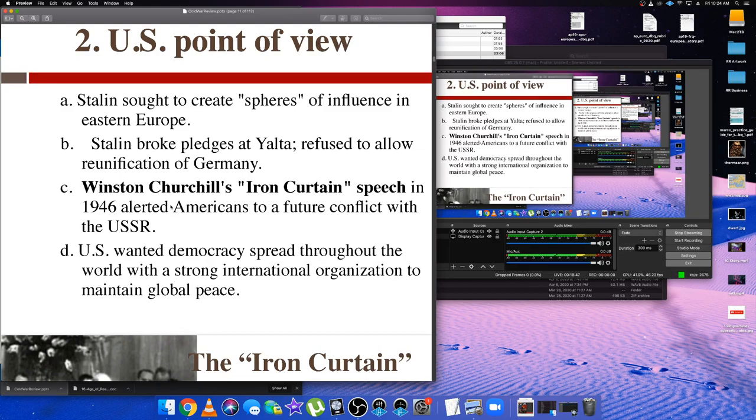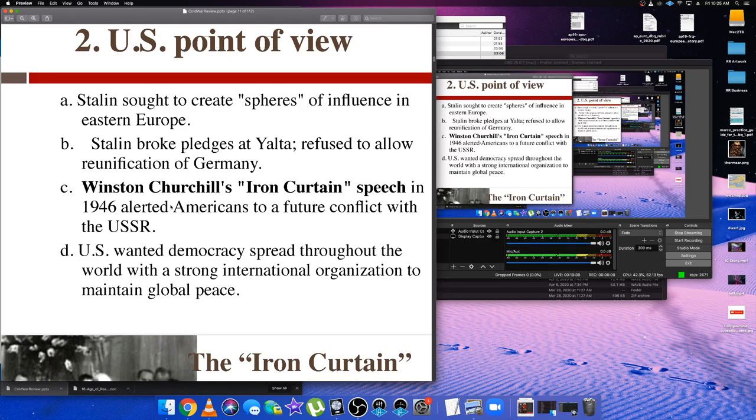So, anyhow, Winston Churchill's Iron Curtain speech. Now, we need to be clear about something because for whatever reason, kids seem to get confused about this. When I say Iron Curtain, I'm not talking about the Berlin Wall. They're two totally different things. The Iron Curtain speech is made 15 years before the Berlin Wall is even thought about being constructed.